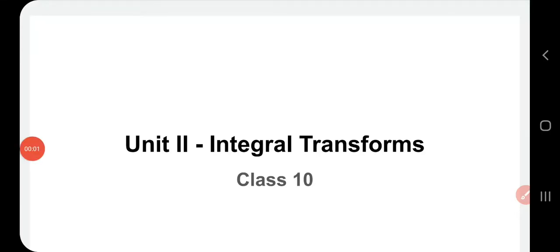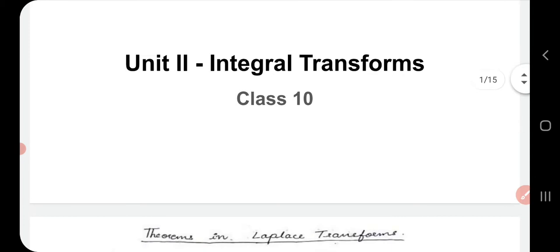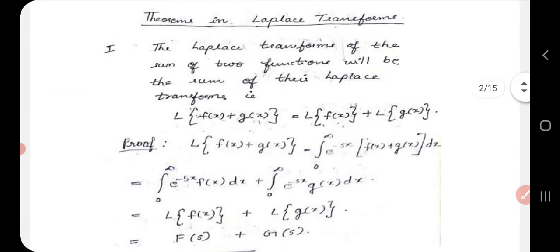Good morning. This is the continuation of our last class on Laplace transform. In today's session, we will learn a few theorems on Laplace transform. The first theorem is: the Laplace transform of the sum of two functions will be the sum of their Laplace transforms.